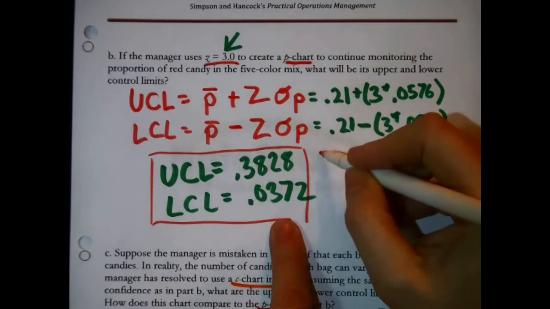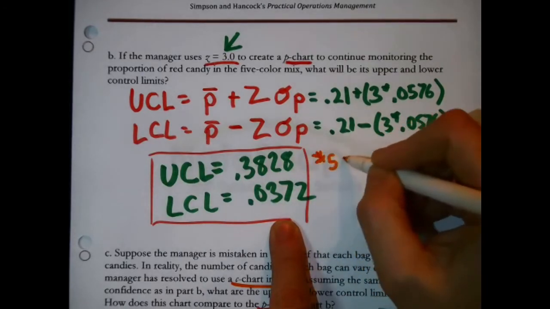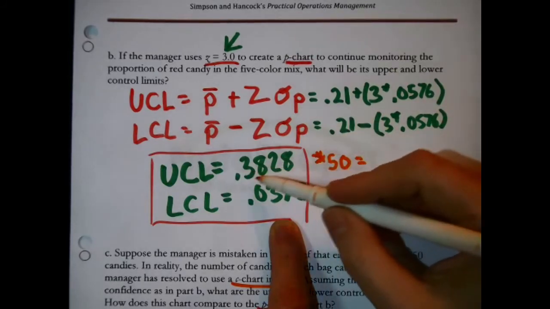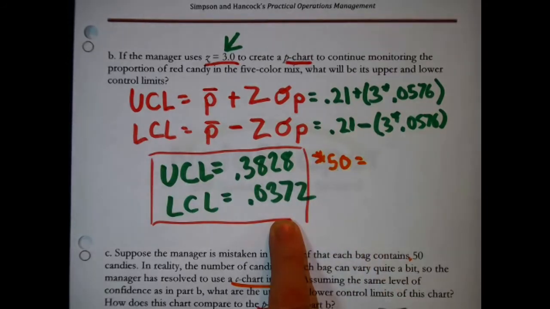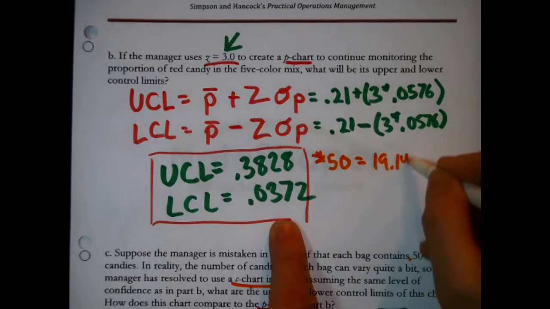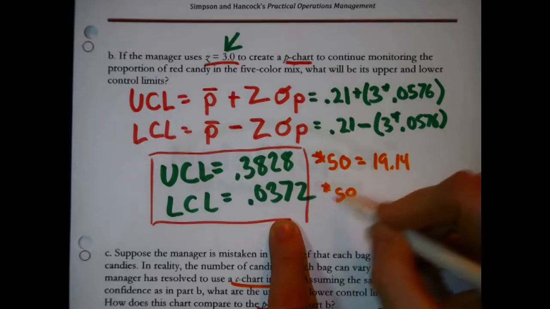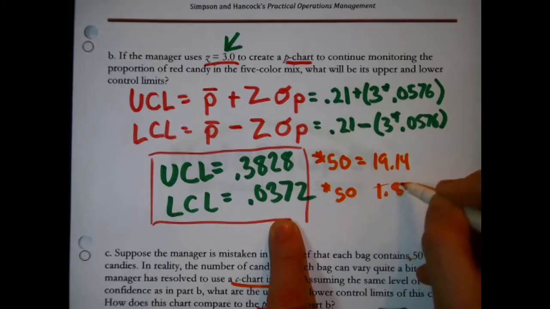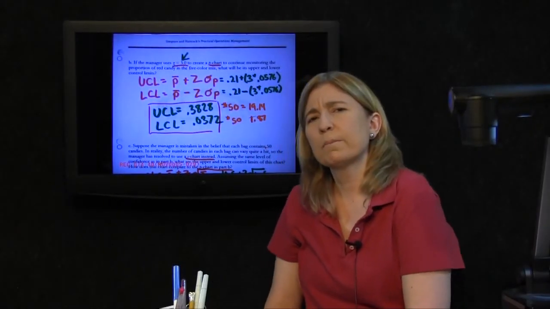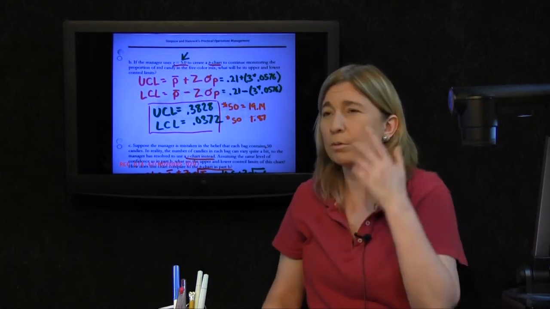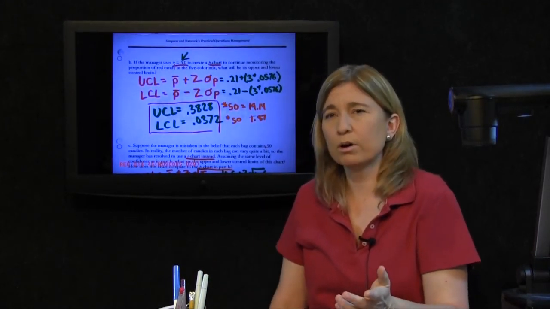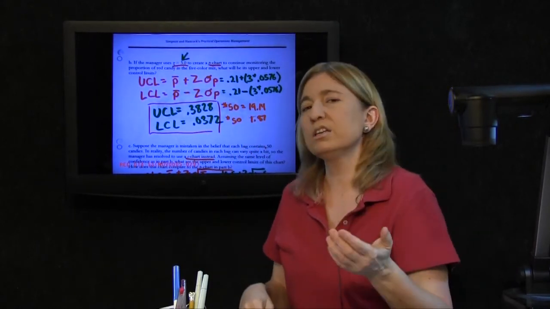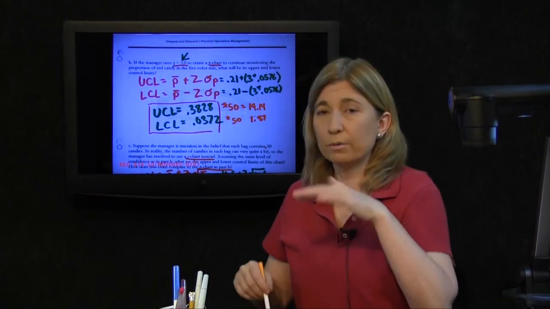I don't want to confuse that, but I'm doing a little bit of additional analysis. And I'm saying, oh yeah, so if you had 50 candies in each sample, okay, 50 times 0.3828, I get 19.14 versus 50 candies times the lower limit of 0.374, I get 1.87. Now I can make a commentary. Basically, right, now remember actual number of red candies would be a whole number. Basically, the P chart is saying if you see up to 19 red candies, that'd be okay. It'd be in the limit.